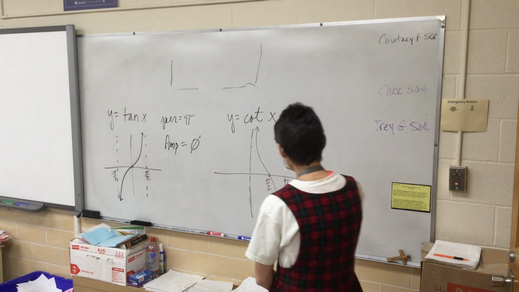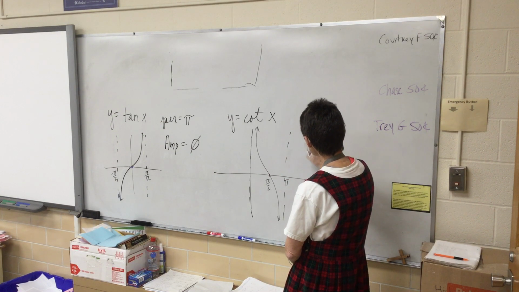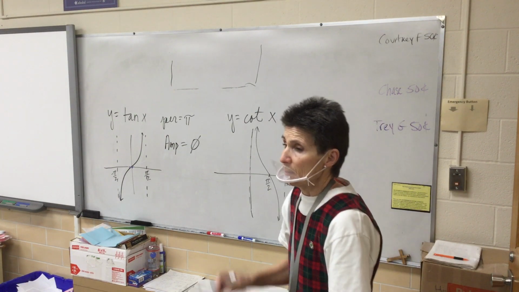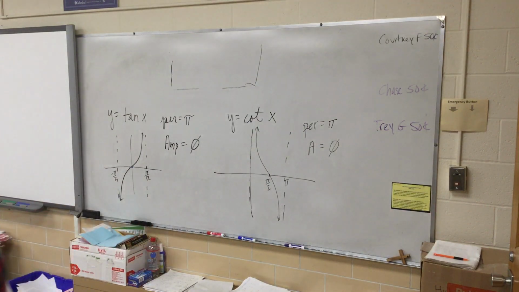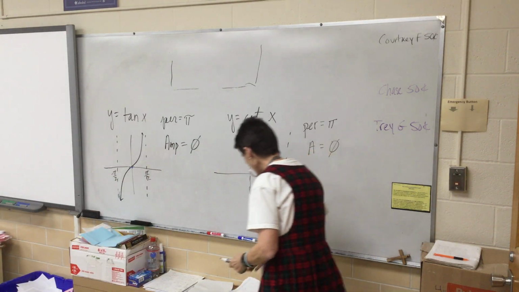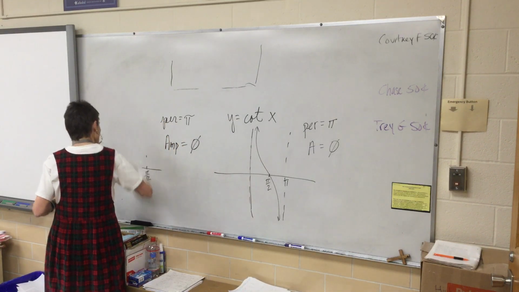So your period is pi, and your amplitude is again non-existent. Big, huge thing to remember. What is the standard period of sine and cosine? 2 pi. Standard period of tangent is pi. Okay, it's different. So that takes care of tan and cotan. They're very different shapes, for sure. Now, what about the cosecant and the secant?